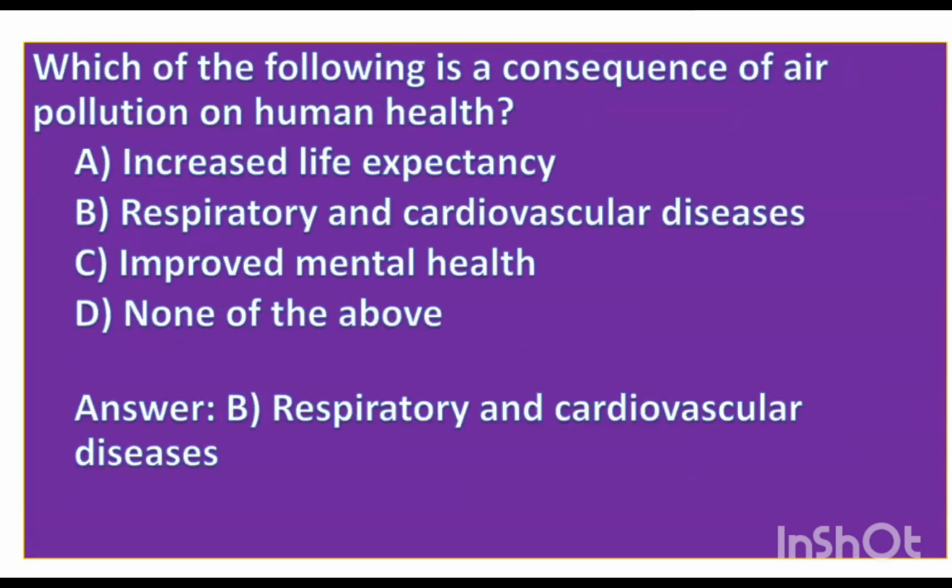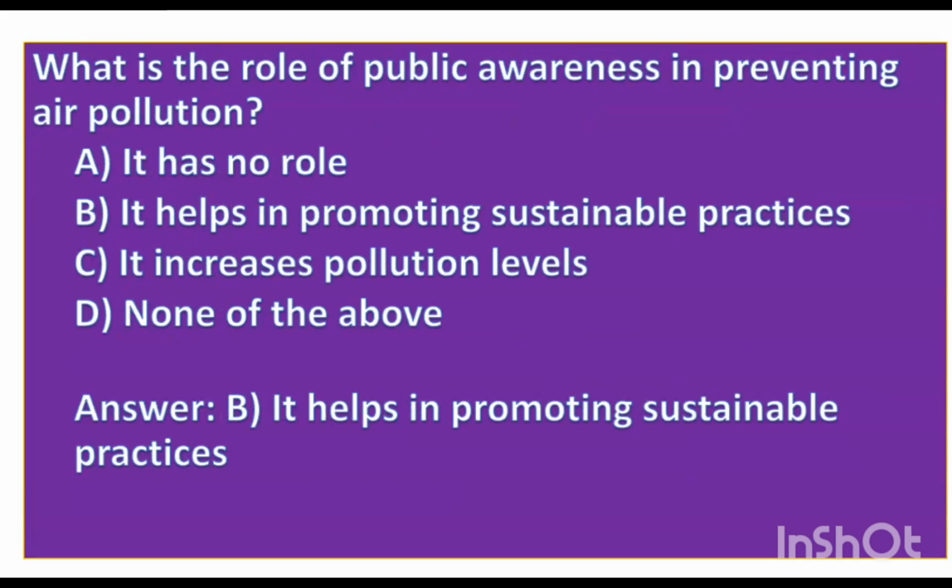Which of the following is a consequence of air pollution on human health? Options: increased life expectancy, respiratory and cardiovascular diseases, improved mental health, none of the above. Answer: respiratory and cardiovascular diseases. What is the role of public awareness in preventing air pollution? Options: it has no role, it helps in promoting sustainable practices, it increases pollution levels, none of the above. Answer: it helps in promoting sustainable practices.